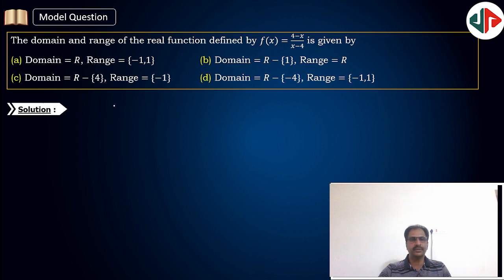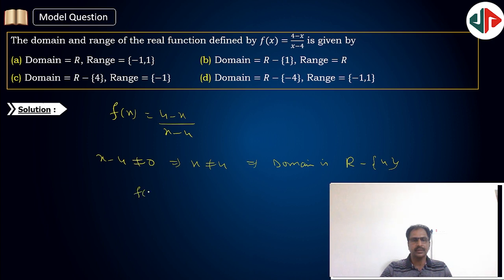The domain and range of f of x is equal to 4 minus x by x minus 4. What is the domain for this? Denominator should not be 0. It is a basic condition, which means x should not be 4. Implies what is the domain? All real values except 4.